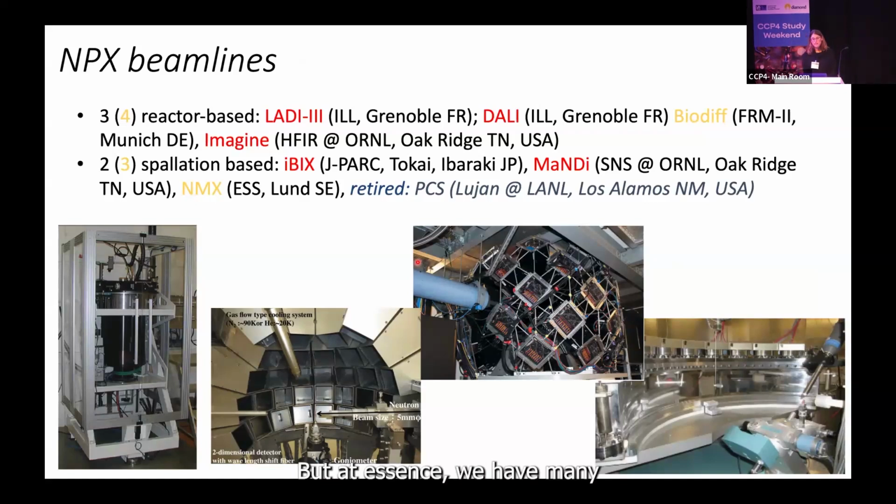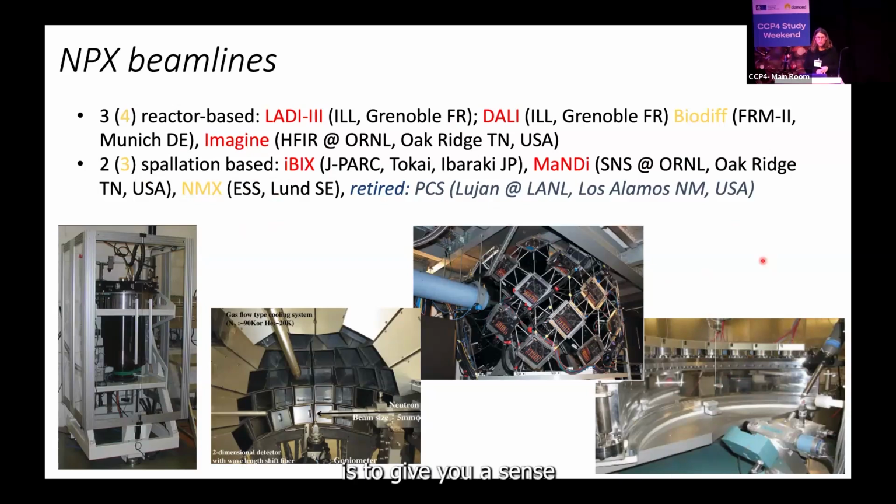SNS, we have MaNDi. These 2 beamlines are built at spallation neutron sources, which is another way to produce neutrons. We are currently building the NMX beamline at the ESS. I will have a few slides about that later. And where I worked before was at Los Alamos National Lab, where we had the Protein Crystallography Station at the Lujan Neutron Scattering Center. And this beautiful detector is shown here at the bottom that we had.